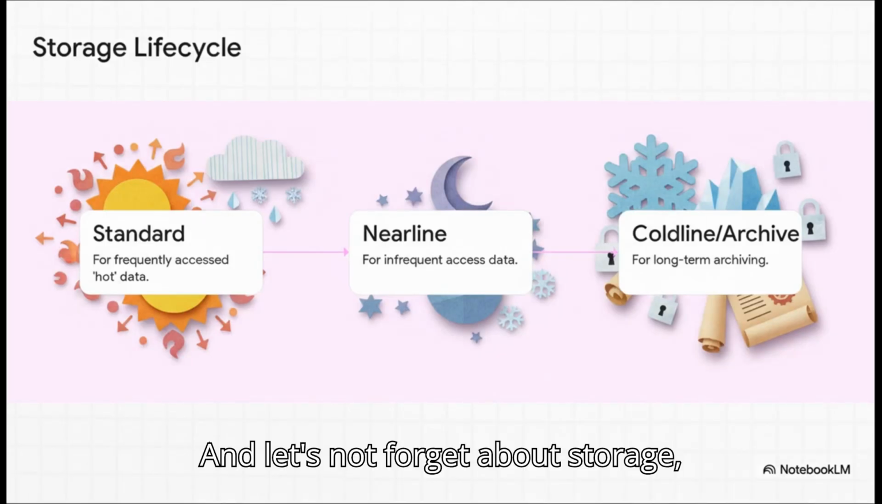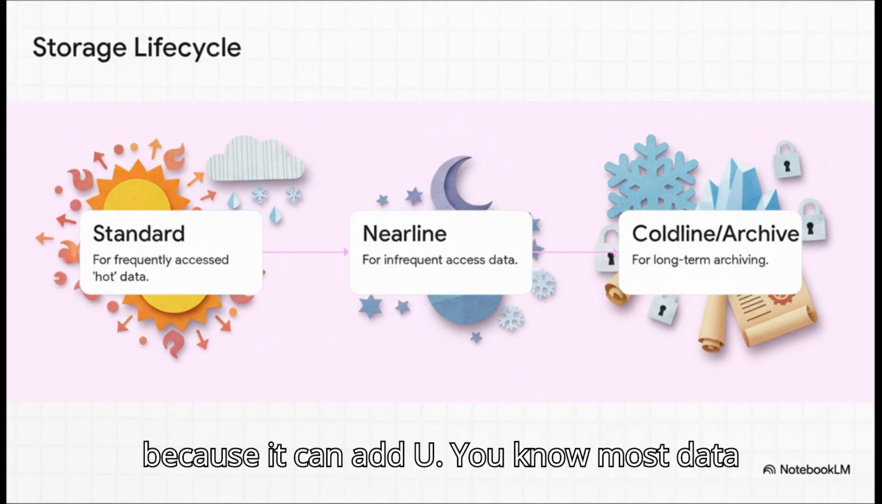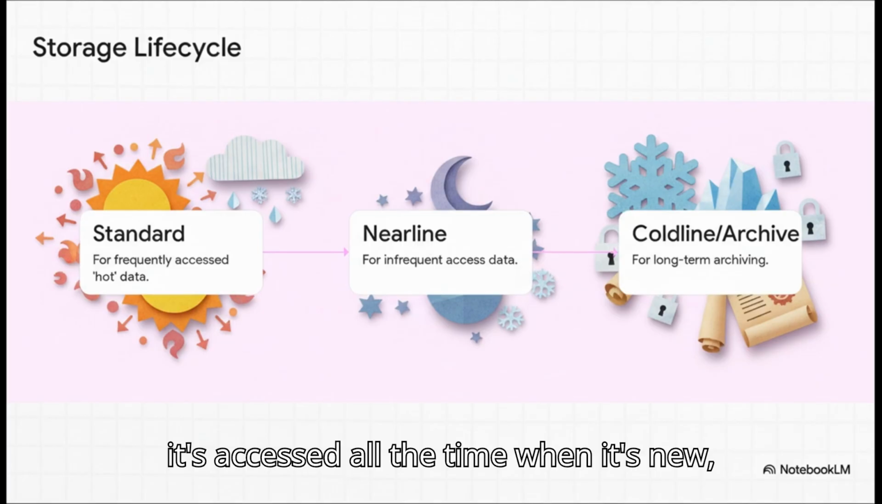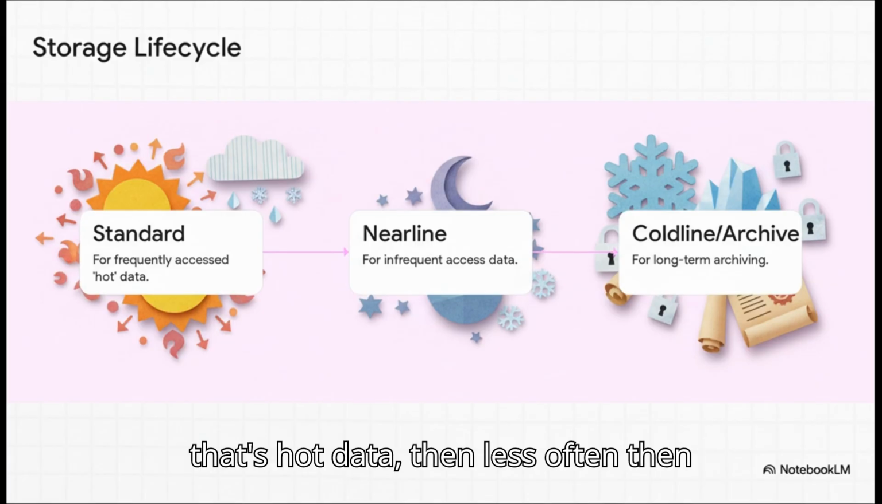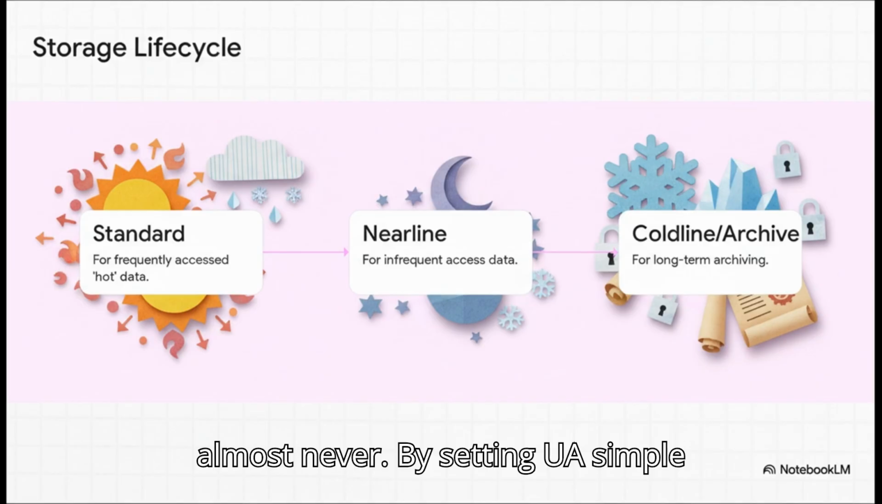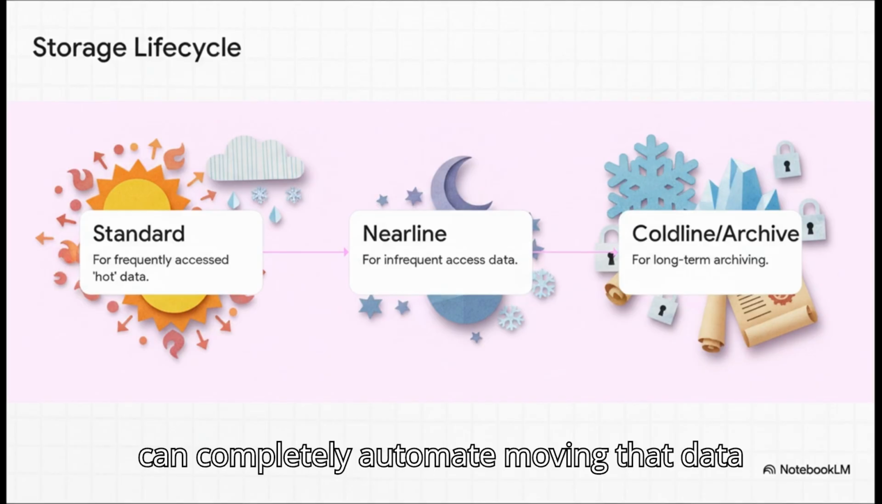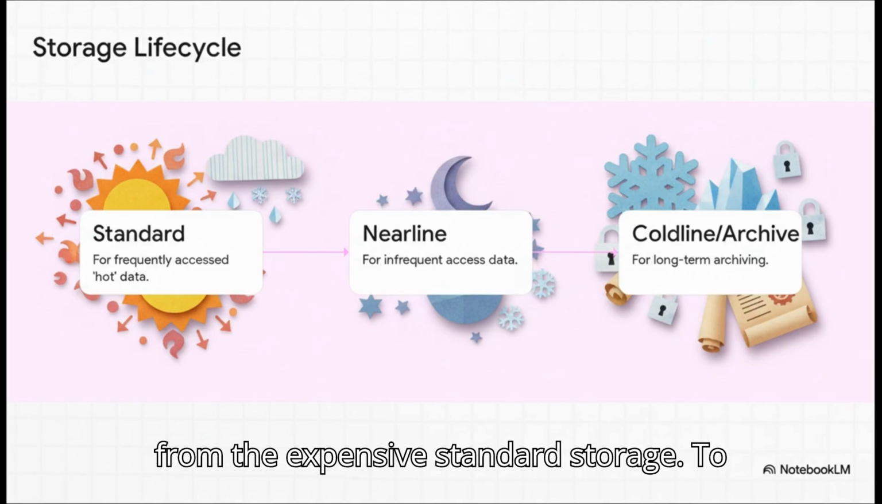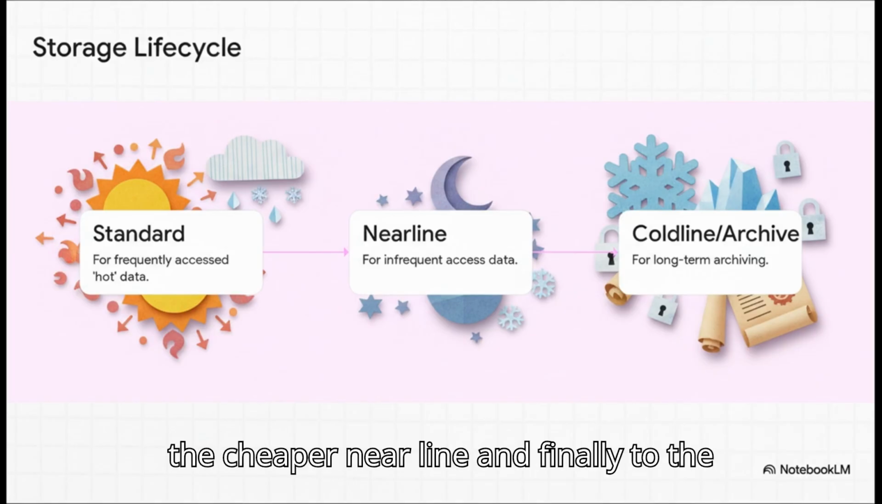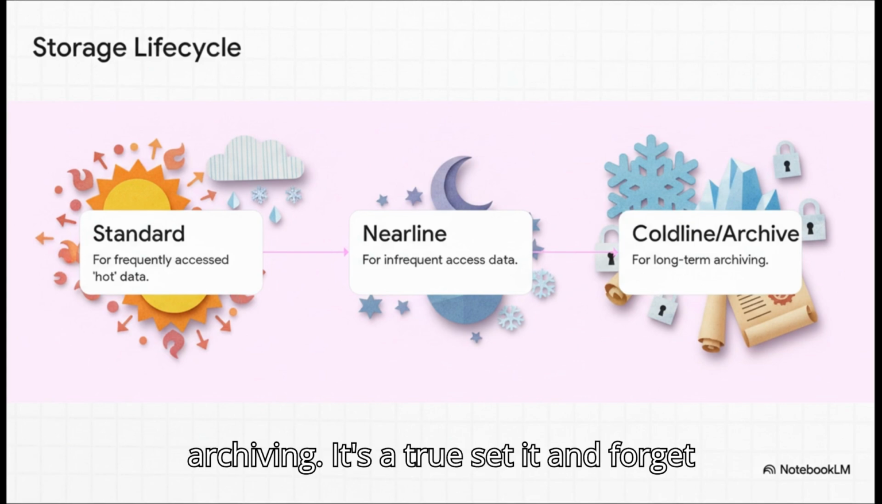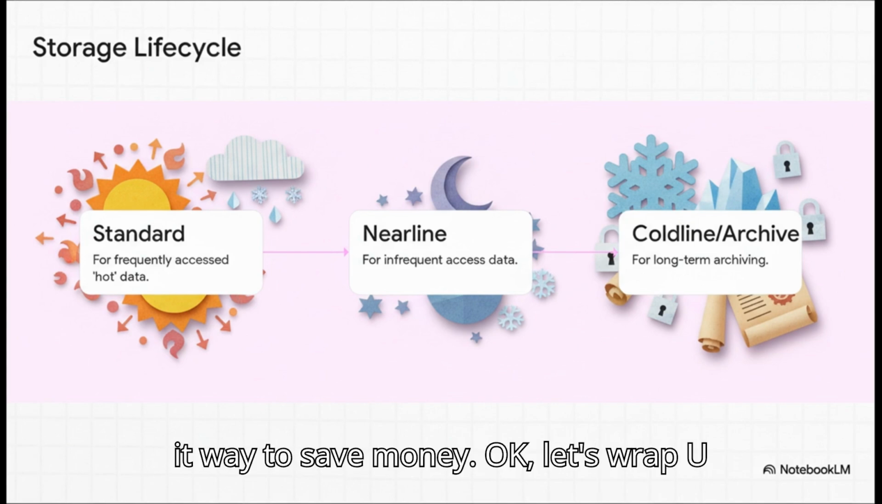And let's not forget about storage, because it can add up. You know, most data has a life cycle. It cools off over time. It's accessed all the time when it's new, that's hot data, then less often, then almost never. By setting up a simple lifecycle policy in Cloud Storage, you can completely automate moving that data from the expensive Standard storage to the cheaper Nearline, and finally to the super cheap Coldline for long-term archiving. It's a true set it and forget it way to save money.